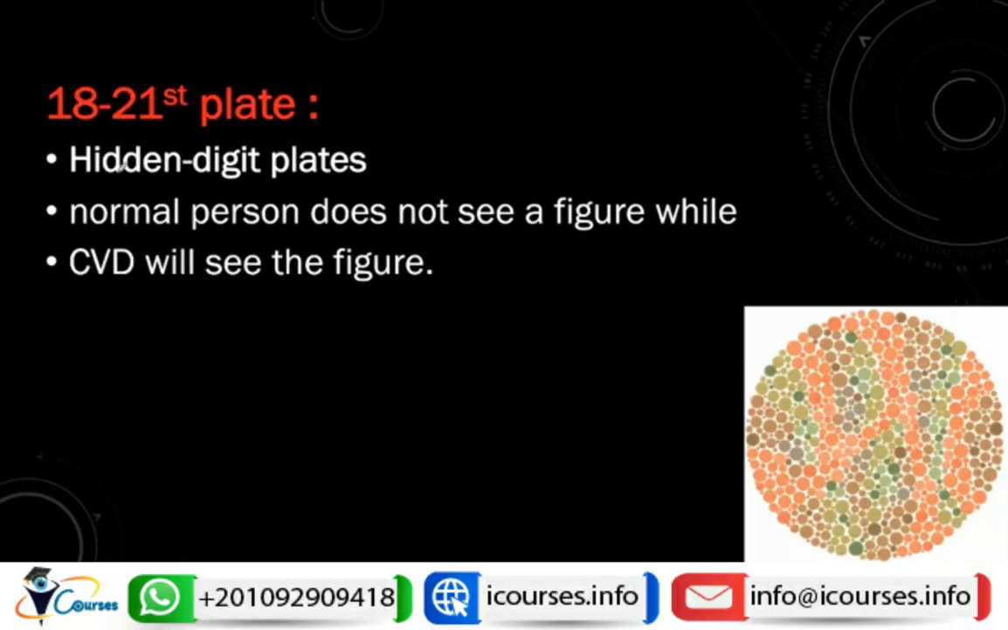From the 18th to the 21st plate, there is a hidden digit plate. If the individual is normal, he will not see any figure here, but if he has color vision deficiency, he will be able to see a figure. So if a patient can see a figure here, this means that the patient is colorblind.